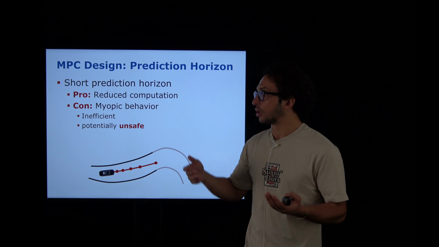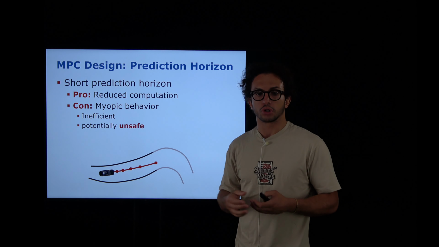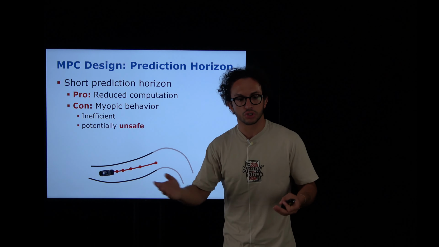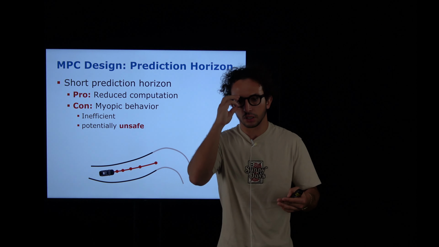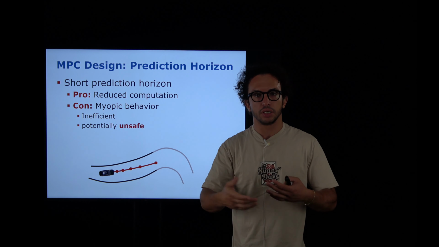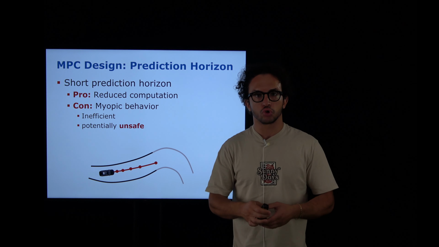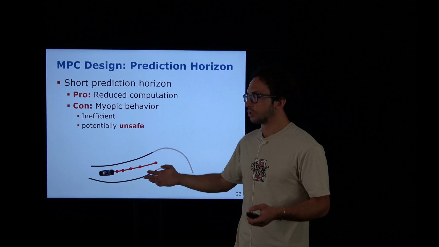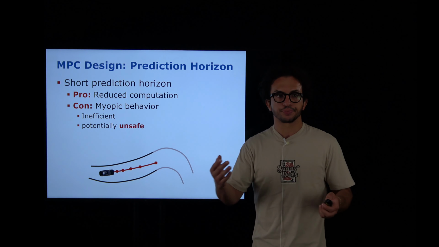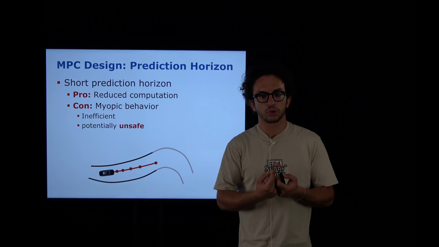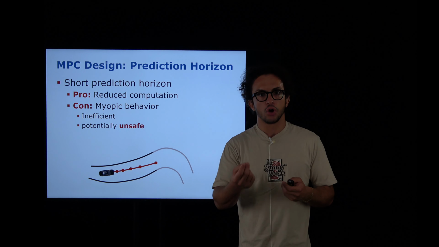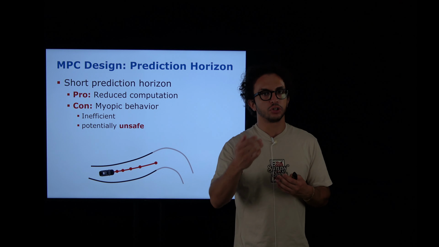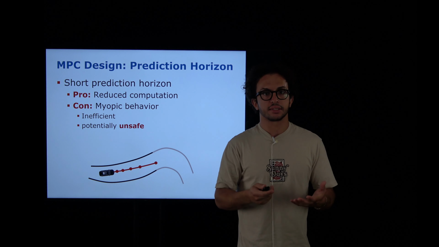But it also cannot be too short, because a short prediction horizon, of course, reduces computation, so it makes everything faster, you can do more computation and have a real-time controller, which is as fast as you can get. But it also induces a myopic behavior. So in the end, it will try to optimize for something without really knowing what's happening ahead, and so without really knowing how to address something like this.